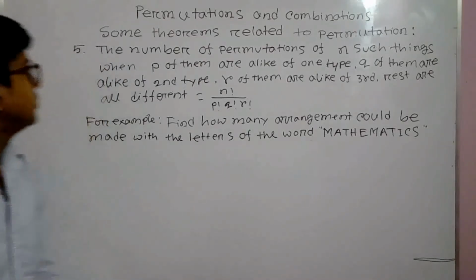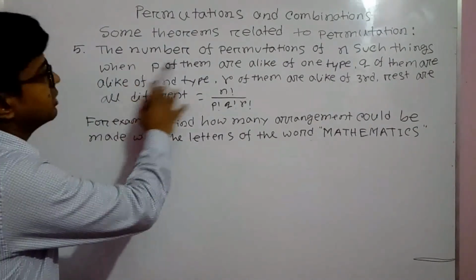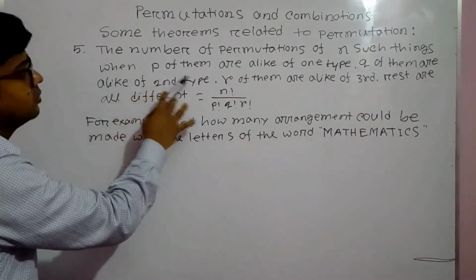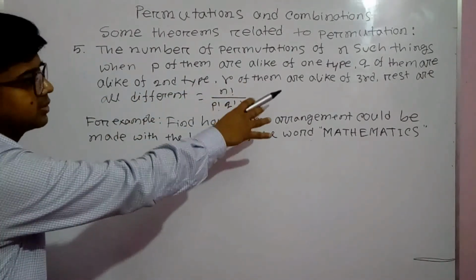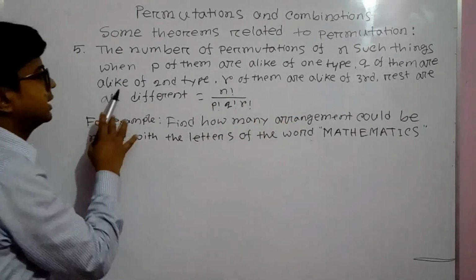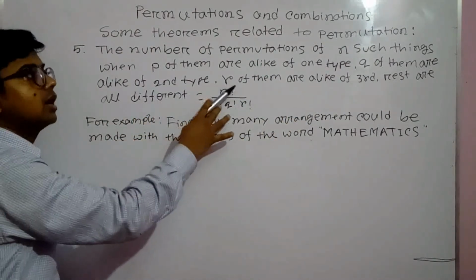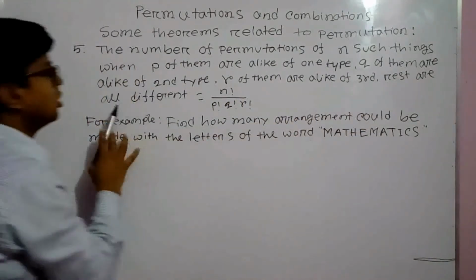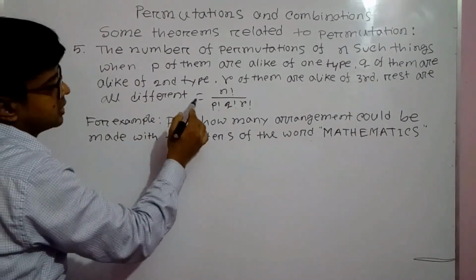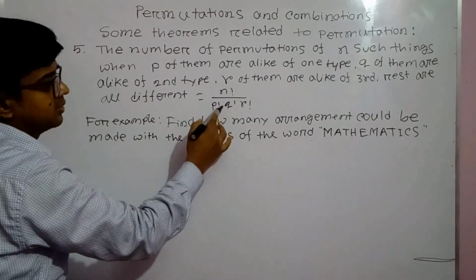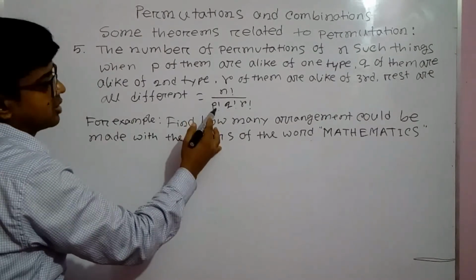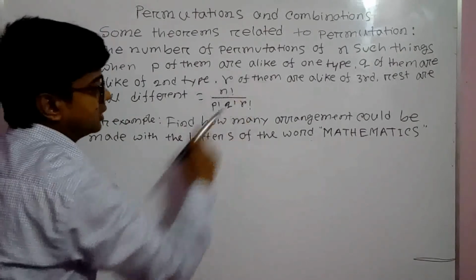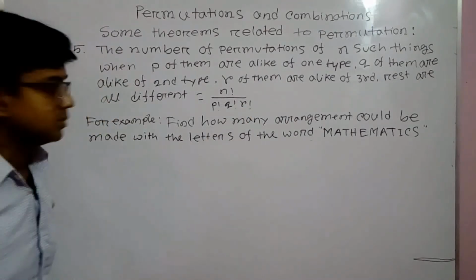Now formula number 5. The number of permutations of n things when p of them are alike of one type, q of them are alike of a second type, r of them are alike of a third type, and the rest are all different, equals factorial n divided by factorial p into factorial q into factorial r. This is the formula.